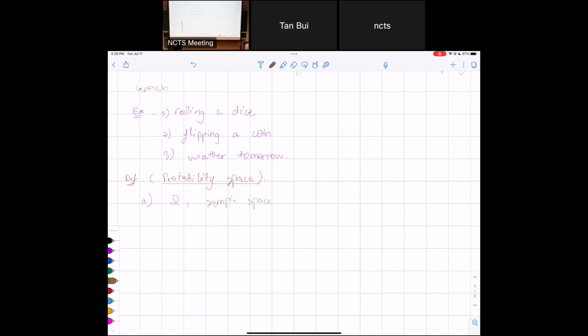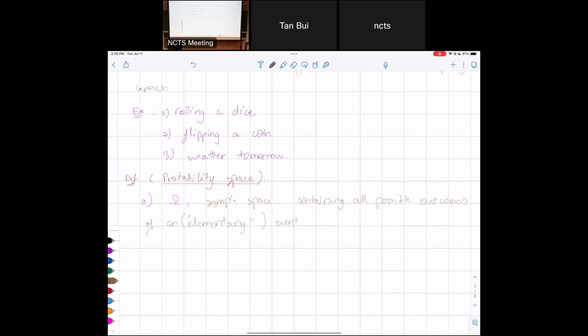So a sample space, basically, you can think about, right, containing all possible outcomes of an elementary event. Let me put it in quotes here: an elementary event. Typically we put the little omega, right? The little omega.